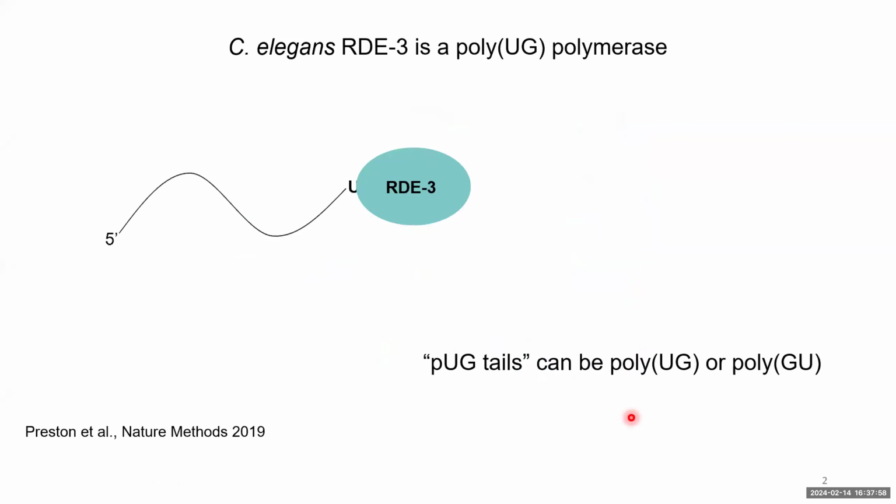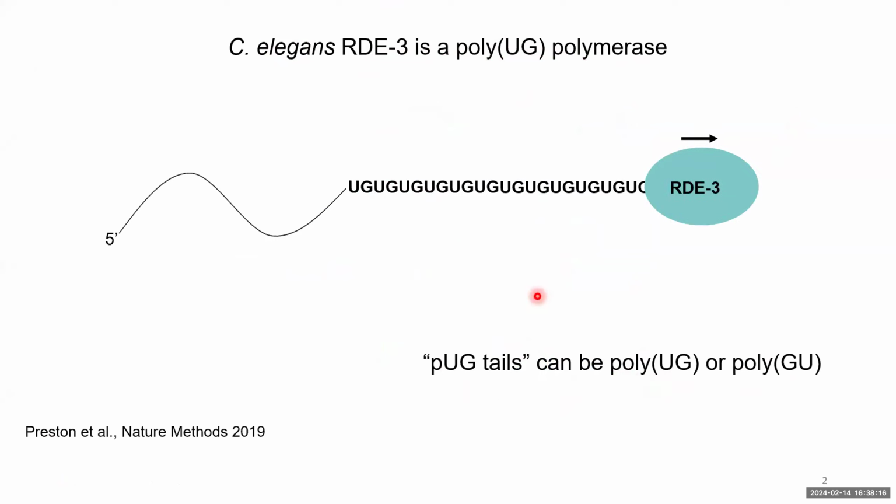This work started back in 2019 with the discovery made by Mark Wicken's lab here at UW-Madison that showed that the C. elegans enzyme, RDE3, is a poly-UG polymerase, which adds pug tails, which can be either poly-UG or GU, to the 3' ends of mRNAs. This protein was of particular interest because previous studies had shown that it was essential for silencing activity in C. elegans.